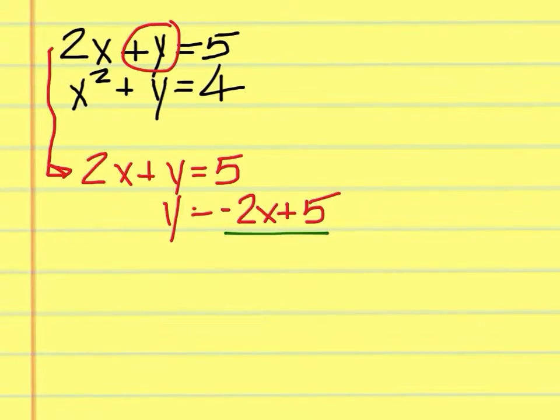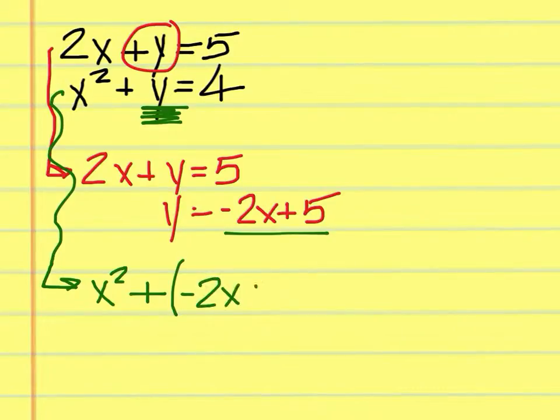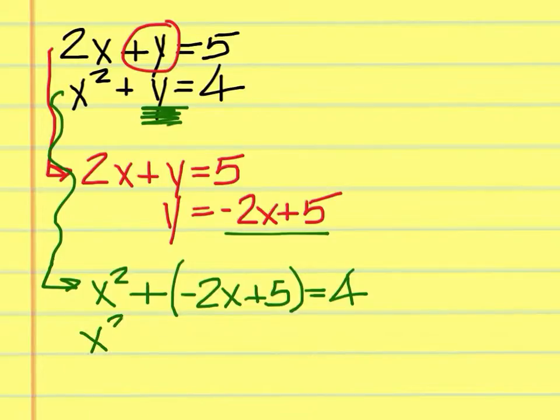That means where you see a y in the other equation, you can put in negative 2x plus 5 in parentheses. So we'll go to the second equation, x squared plus y, and we'll put in negative 2x plus 5 and set that equal to 4. Now get rid of the parentheses. This is simply a plus 1 you're multiplying through by, so you can remove the parentheses without having to do anything else. X squared, instead of plus a negative 2x, is just minus 2x, and then plus 5 equals 4.